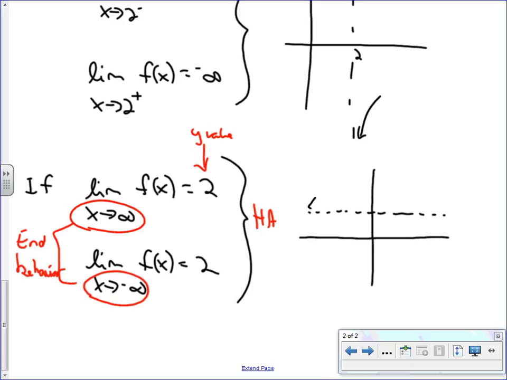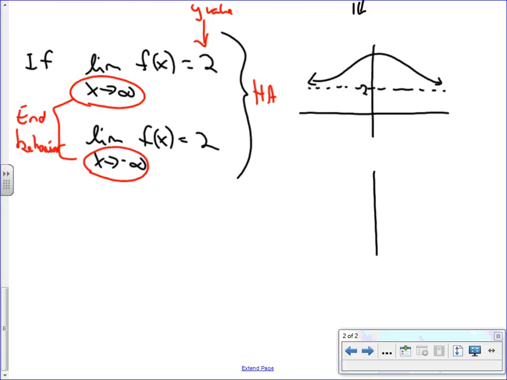I'm going to give you a couple of examples. It might look like this. There's one where the graph approaches 2, a horizontal asymptote. There are quite a few possibilities. Eventually, you're going to need more information to figure out exactly what's going on. It could look like this, which is the same thing, just flipped over, approaching 2.